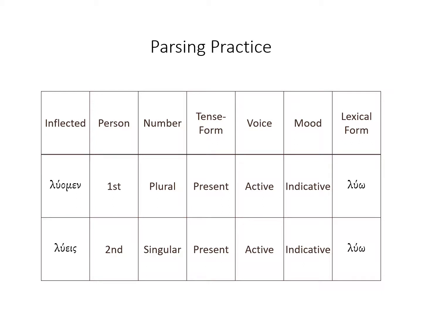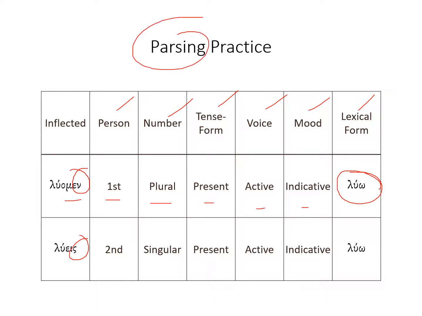When we parse, we look again at the end of a word, and here this men clues us to first person plural, and we're in the present tense form, the active voice, the indicative mood, the lexical form luo. We need to touch base on all of these categories when we parse a word. This parsing simply means identification, and it's here we see the specification that Greek verbs provide.